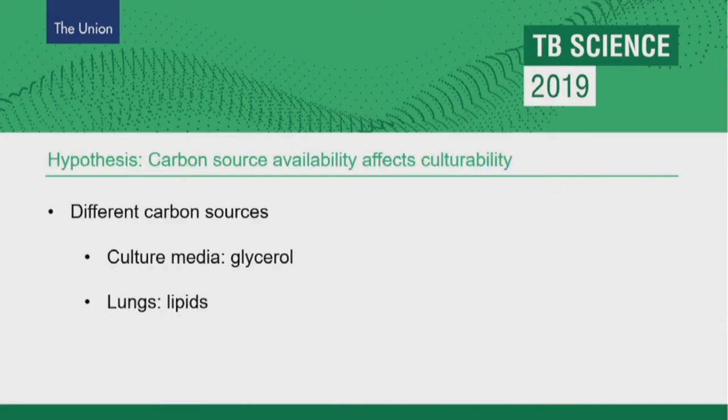So for the present study, our hypothesis was that maybe carbon source availability in culture media affects the culturability of these cells. And the reason we had this hypothesis was because the carbon source in culture media is maybe different from the carbon source in the host. So in culture media, the main carbon source is glycerol, which is added to the media because it can lead to a rapid growth of the bacilli. But in the lungs, it's known that lipids are an important carbon source for replication and pathogenesis.